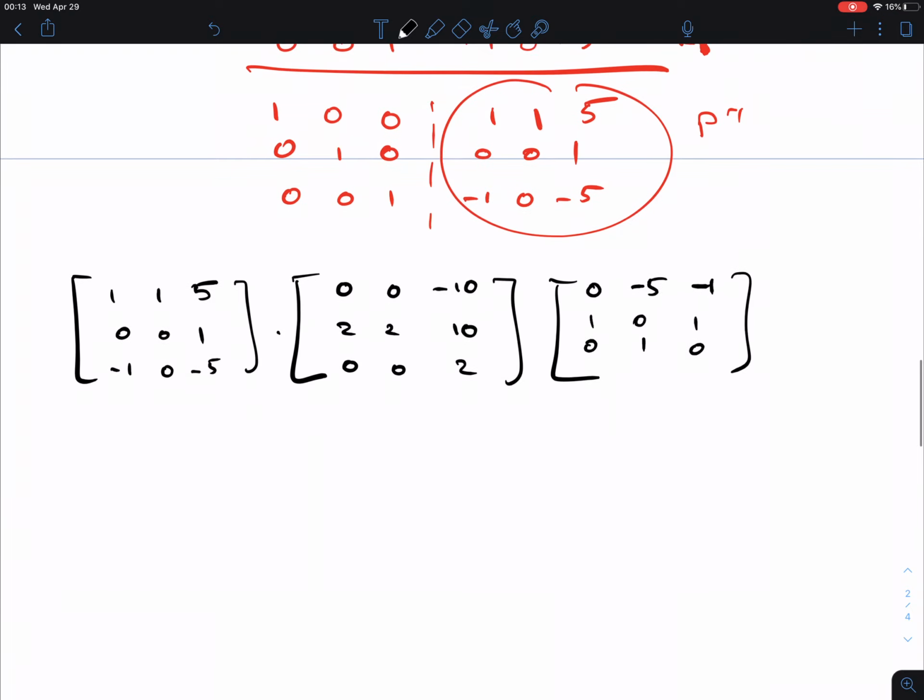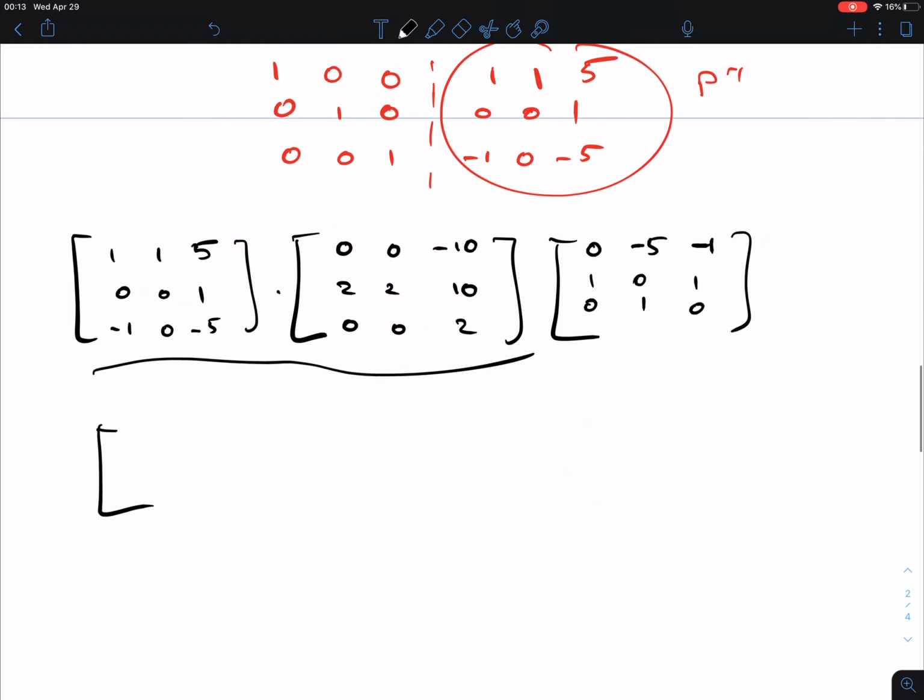Okay, so let's multiply. I'll multiply these two out again. So I get 0 plus 2 plus 0, 0 plus 2 plus 0, minus 10 plus 10 plus 10, so actually 10. We get now the second row, 0, 0, 0, 0, 0, 0, and minus 0, 0, 2. And the final row, I get a 0, 0, 0, 0, 0, 0, and then 10 plus 0 minus 10. That's also a 0. Okay, and so we have to multiply this now with this guy.